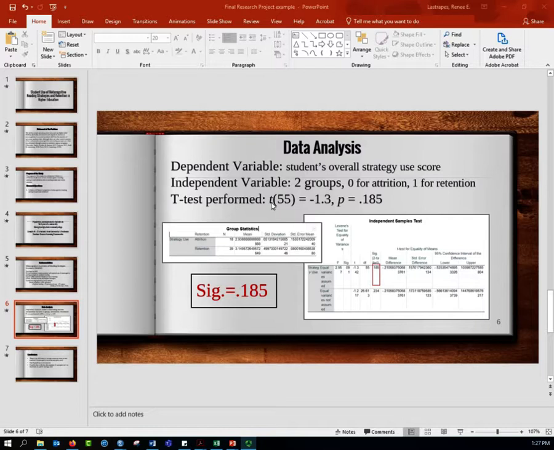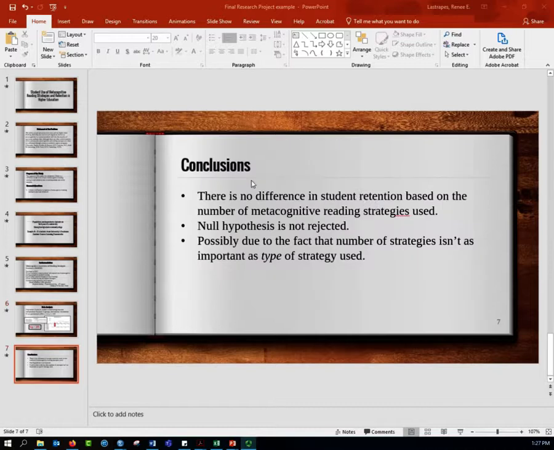So the T test was performed. The degrees of freedom is 55, because of 57 minus 2 for the two groups. The T she gets is negative 1.3, which is a small T value, so she does not have significance. And she said there is no difference in student retention based on the number of metacognitive reading strategies used. The null hypothesis is not rejected, and this is possibly due to the fact that the number of strategies isn't as important as the type of strategy that has been used. And it's just basically that simple.